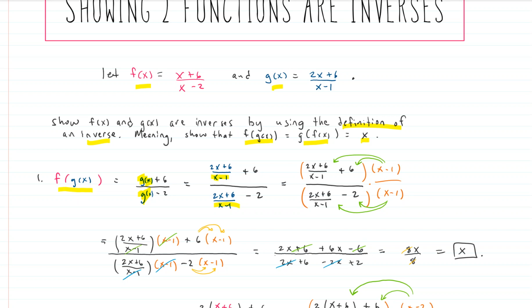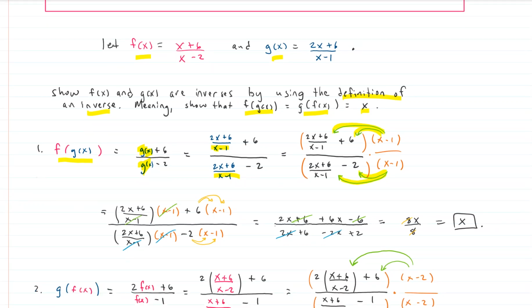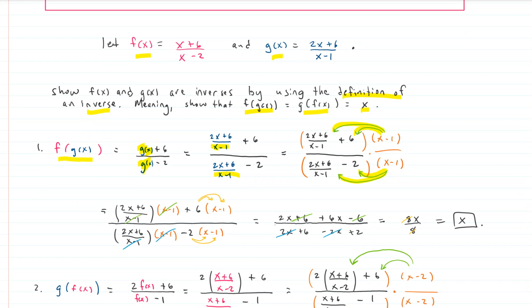When we do that, we'll need to make sure that we distribute that x minus 1 through both terms in the top and through both terms in the bottom. Moving down, we can see that I've distributed the x minus 1 to the first term in the top, and you can see that the x minus 1 cancels with the x minus 1 in the denominator of the fraction, leaving 2x plus 6. So that's great. We got rid of the fraction.